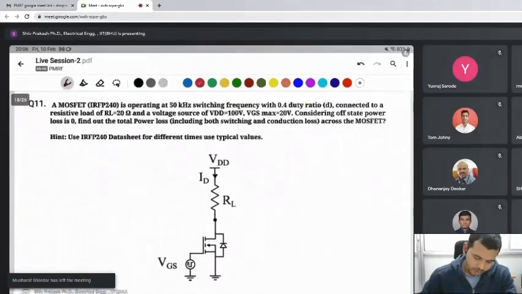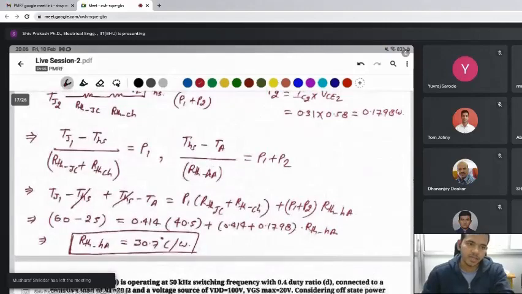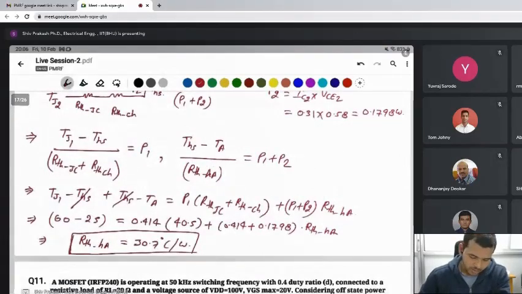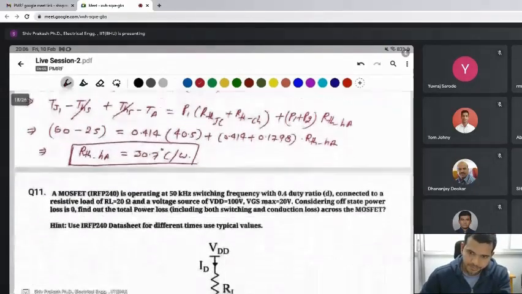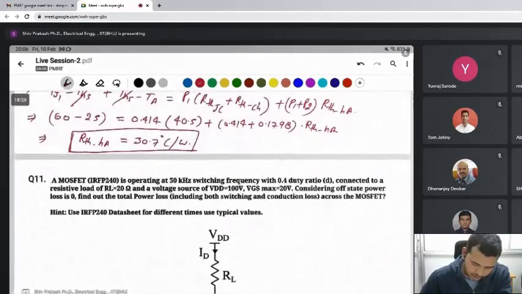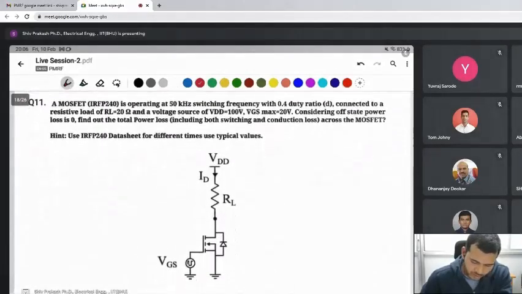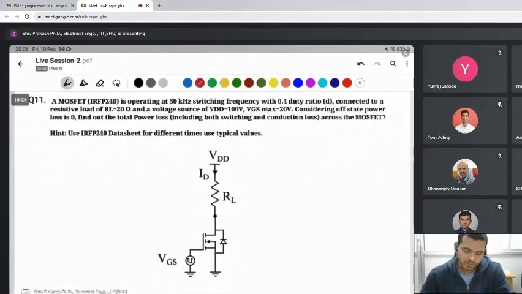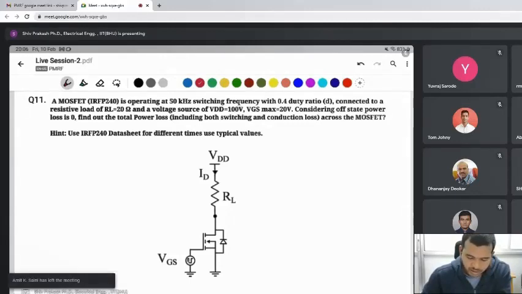Okay, I think this one is assignment number two. And here I'm trying to give you some information regarding assignment number three. Here the values are different. I will take a different data sheet for the MOSFET. This is not the same as your assignment.